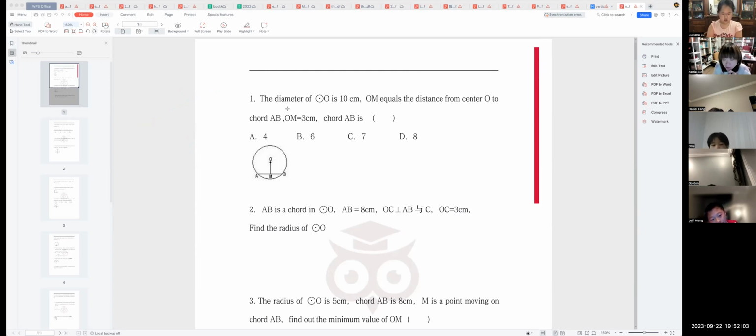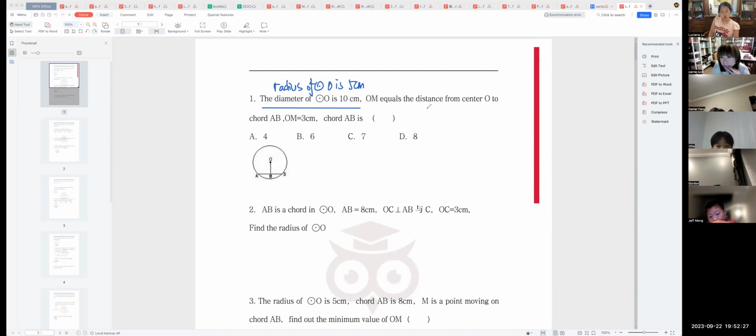The diameter of circle O is 10 centimeters. By looking at this sentence, Luciana, can you tell me, it tells you the diameter of circle O is 10. Can you immediately find out what the radius is? 5. Very good.